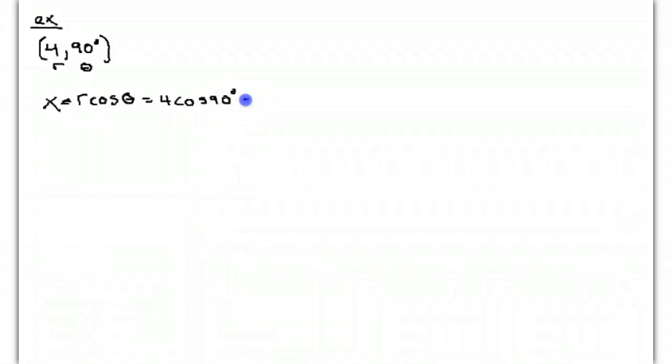Yeah. And so plug that in the calculator. Make sure it's in degree mode before you do it. And somebody tell me what 4 cosine 90 comes out to be. Come out to be 0? So that means X is 0.